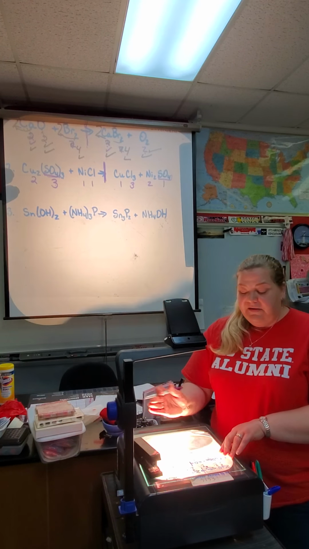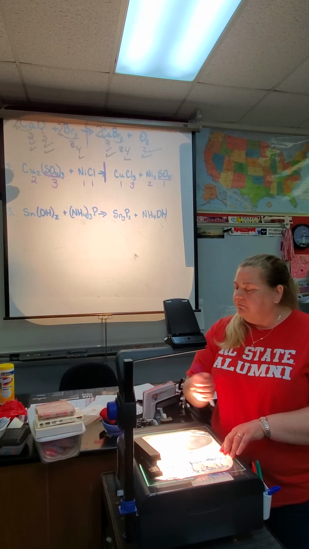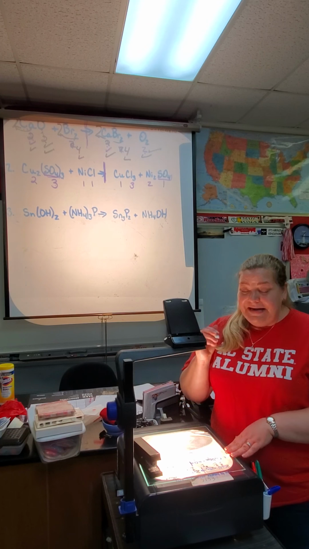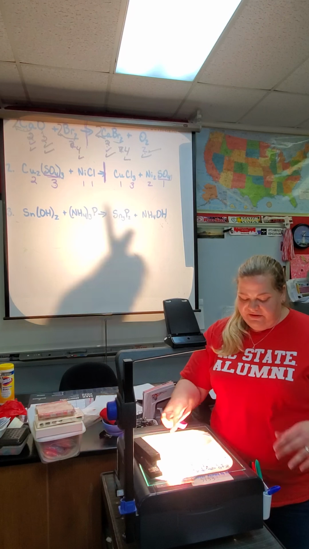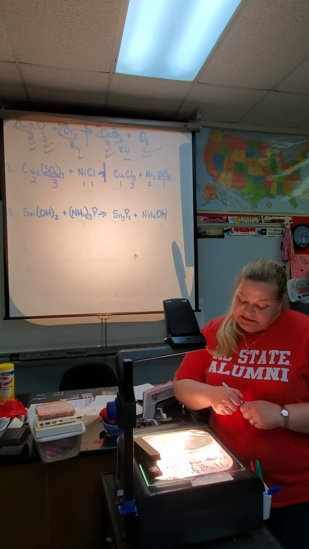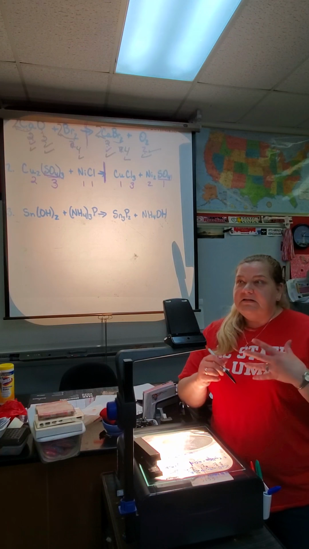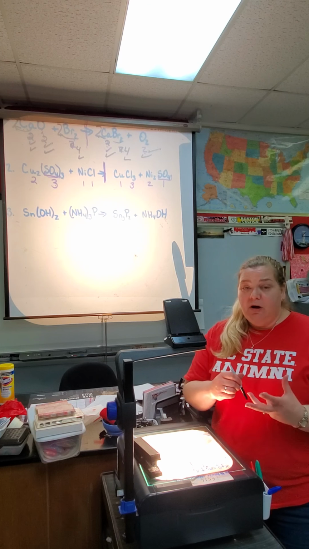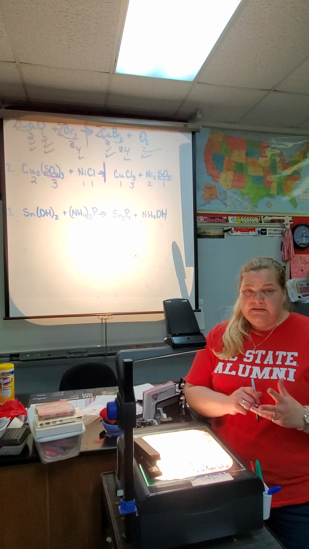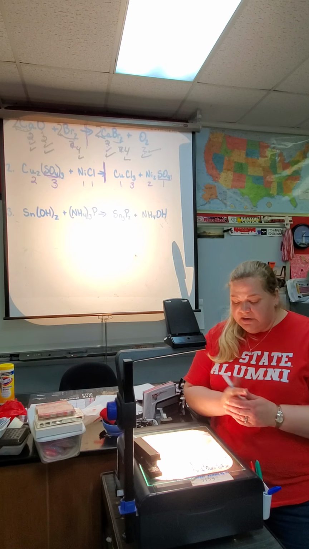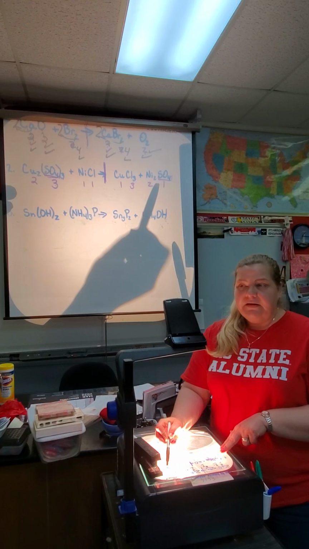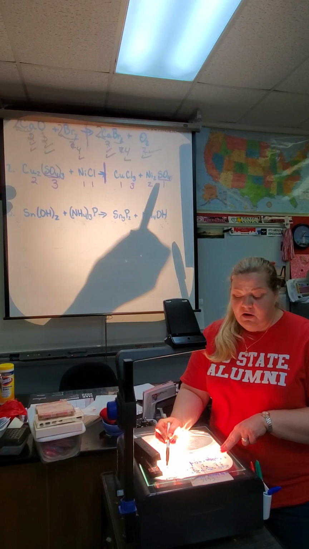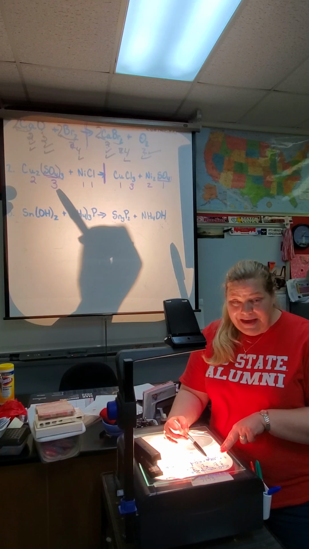At any point, if you want to go back and see it again, rewind this. Now that I've counted, I need to start figuring out what to do with my coefficients. So the first one I like to start with are polyatomics. Always start balancing with your polyatomics because they're usually the most difficult and they take up the most space in the equation.